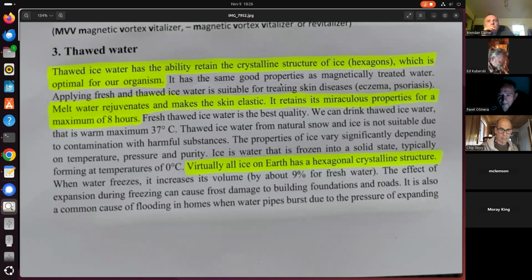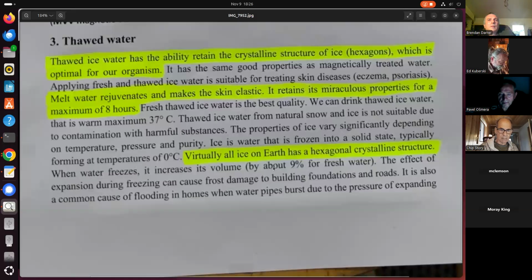The properties of ice vary significantly depending on the temperature, pressure, and purity. Ice is water that is frozen into solid state, typically forming at temperatures of 0 Celsius. Virtually all ice on Earth has a hexagonal crystalline structure. That's interesting too. When water freezes, it increases its volume about 9% for fresh water. The expansion during freezing could cause frost damage to building foundations and roads.